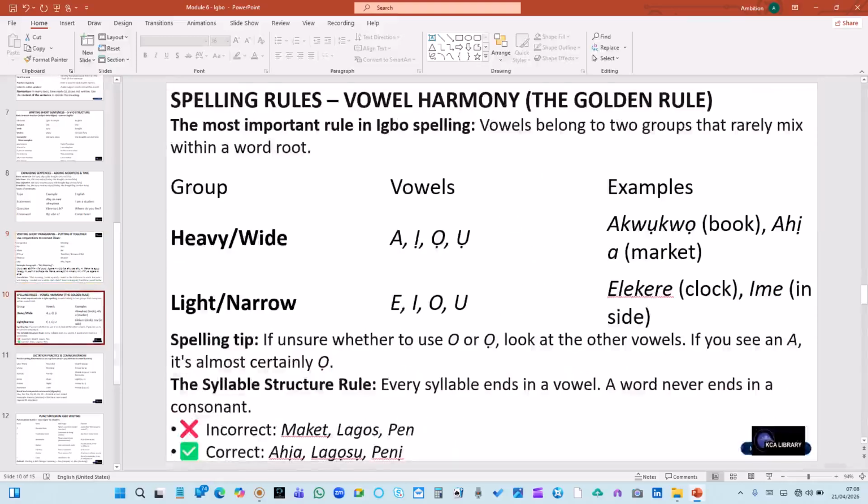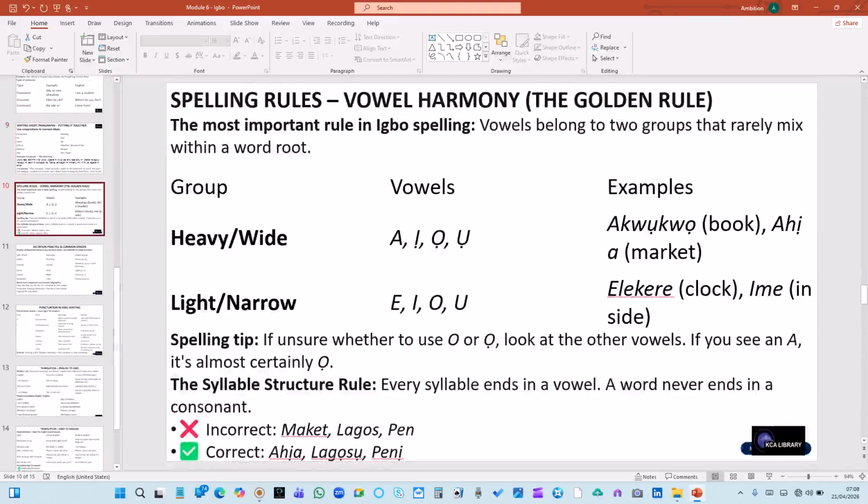Having known that, let us further look at the spelling rule. That is vowel harmony, which is the golden rule, the most important rule in Igbo spelling. Vowels belong to two groups that rarely mix within a word root. We have the heavy group and the light group. The heavy group includes a, e, o, and u, ọ. Example, akwụkwọ, which is book.